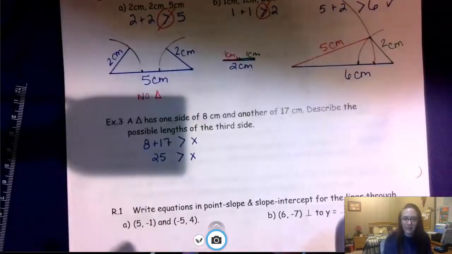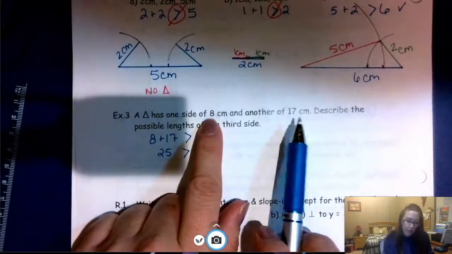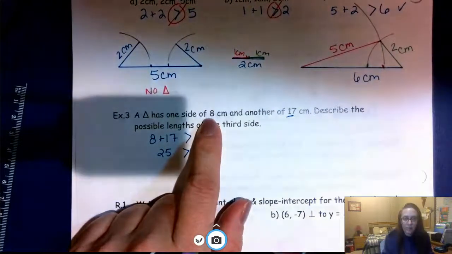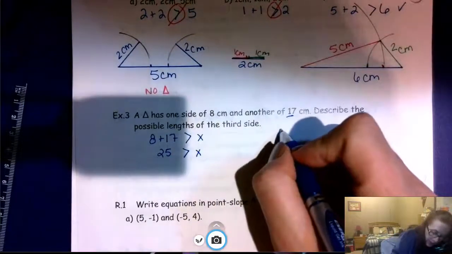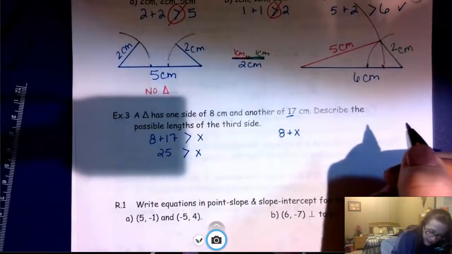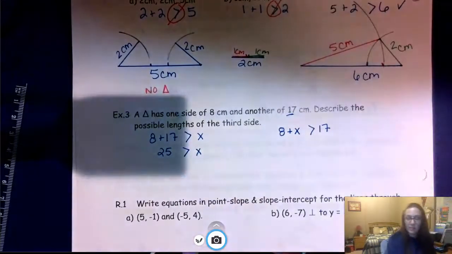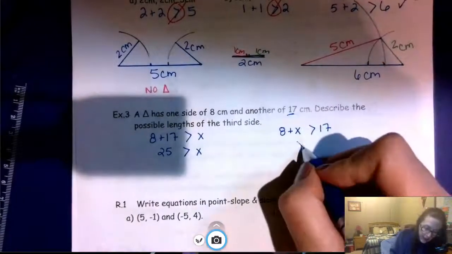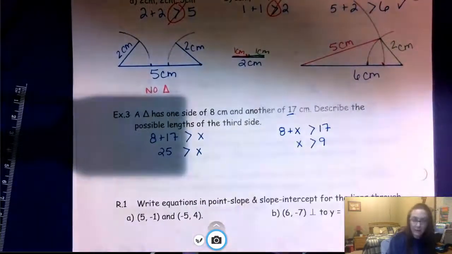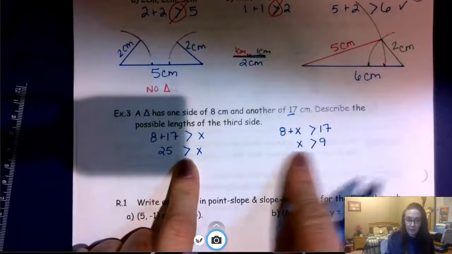But there's a stipulation here. I don't know that I'm looking for the longest side. What if 17 was the longest side? If 17 is the longest side, I would have to say, well, 8 plus x has to be greater than 17. So there's going to be a limit. There's going to be a range that we can do this with. I'm going to subtract here, and I'm going to say that x has to be greater than 9. So now I have my range. It has to be less than 25, but it also has to be greater than 9.